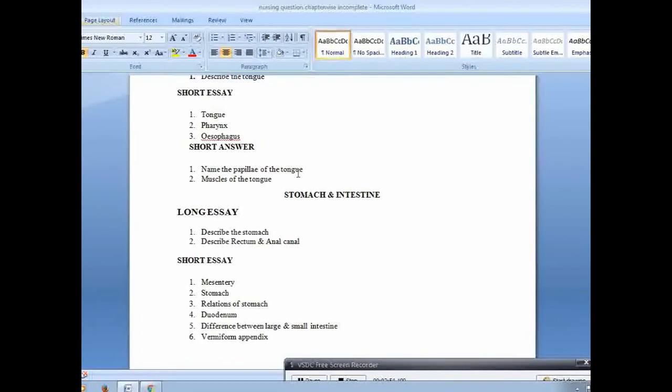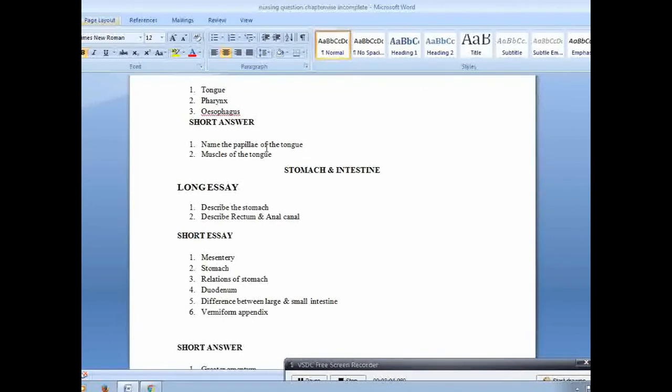Short answers. Different papillae of the tongue, like there are different papillae, right? Circumvallate papillae, you have fungiform papillae, filiform papillae, foliate papillae. Mention about all those things, right? And mention about the taste buds, on which papillae taste buds are not seen, right? Filiform papillae does not have taste buds, so mention about all those things.